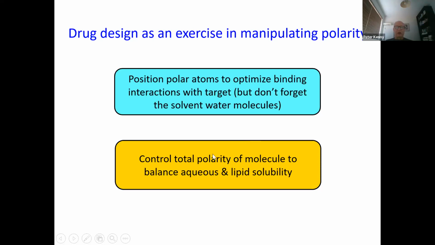And then you're also trying to control the total polarity of the molecule to balance aqueous and lipid solubility, because you need the aqueous solubility to get it into solution so that it can travel across the gut wall. But if you make it too soluble, it won't go into the lipid bilayer, so it won't be permeable. So this is a real problem in drug design, getting the polarity just right. If it's too polar, it will go into water, but it won't be permeable. If it's very lipid soluble, it probably won't be aqueous soluble.